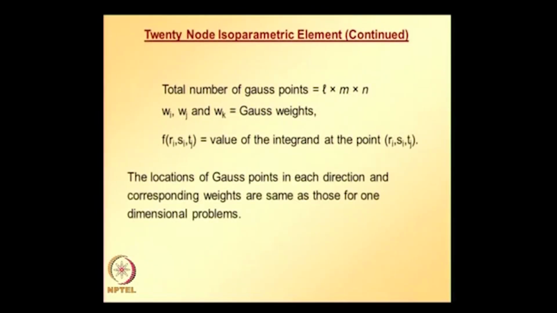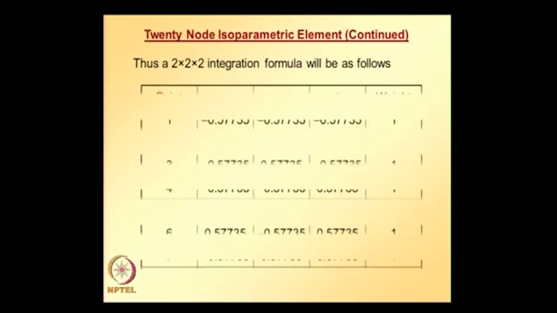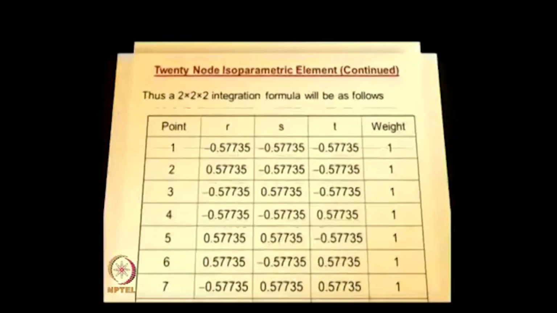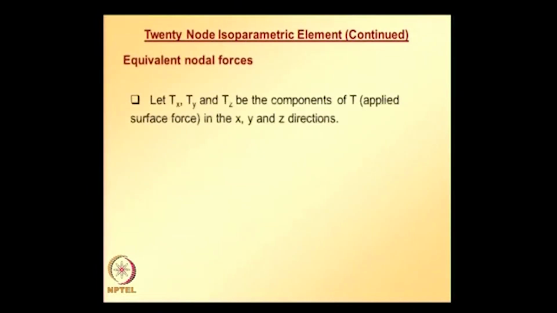This is just for completeness. I am showing you numerical integration in 3 dimensions again. And for 2 by 2 by 2 integration, the coordinates and weights of various integration points are given here. So, adopting this kind of formula, we can evaluate each component of the element stiffness matrix. So, next is equivalent nodal force vector.